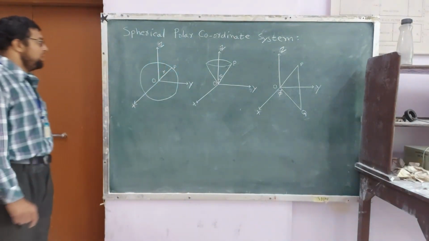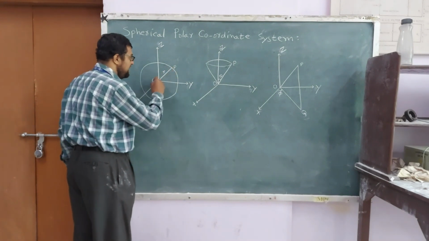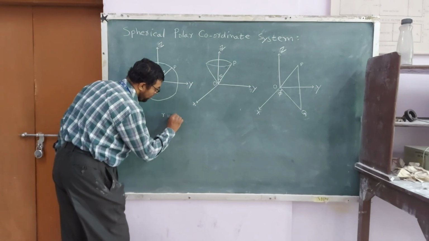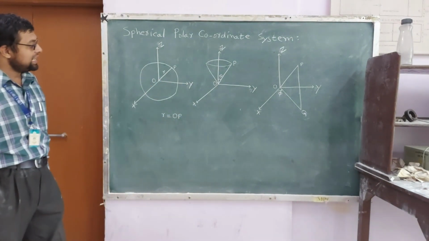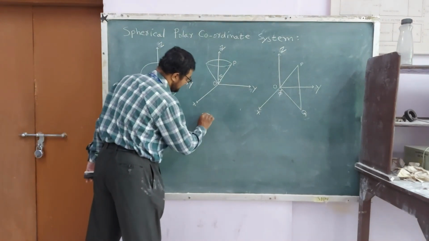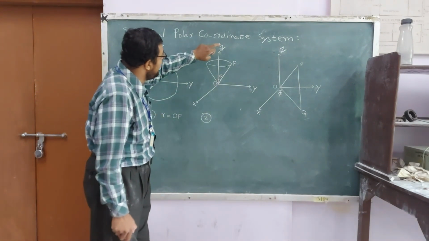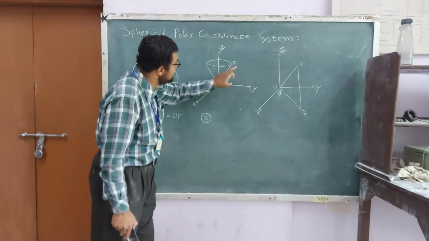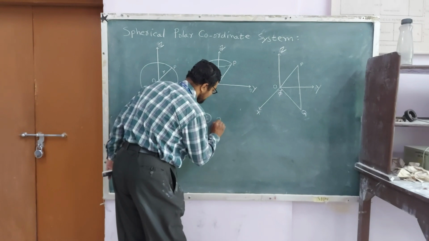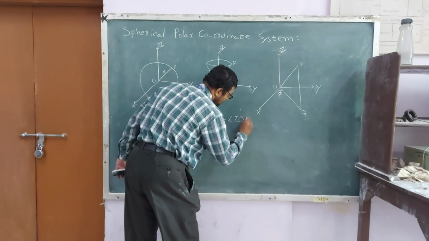Okay. So the first coordinate here is nothing but the radius of the sphere, that is nothing but OP. So the first coordinate is r is equal to OP. Then we have the second coordinate, that is nothing but theta. The second coordinate theta is nothing but this angle, angle ZOP, that is subtended by the cone. So I will call this as the second coordinate theta is equal to angle ZOP.